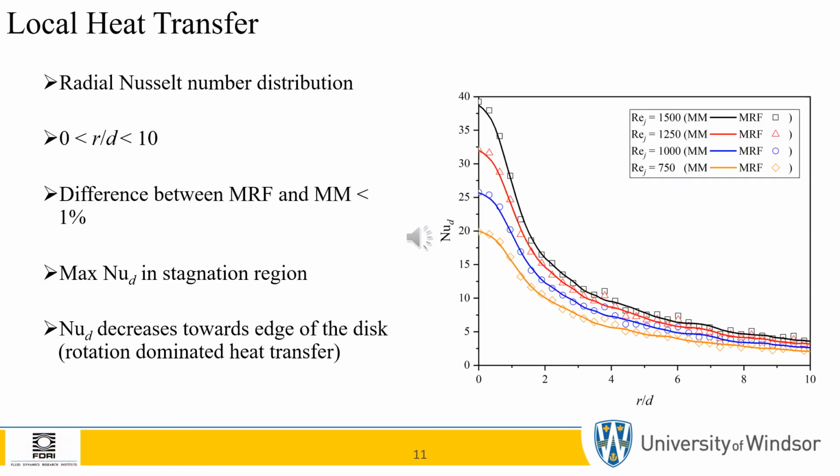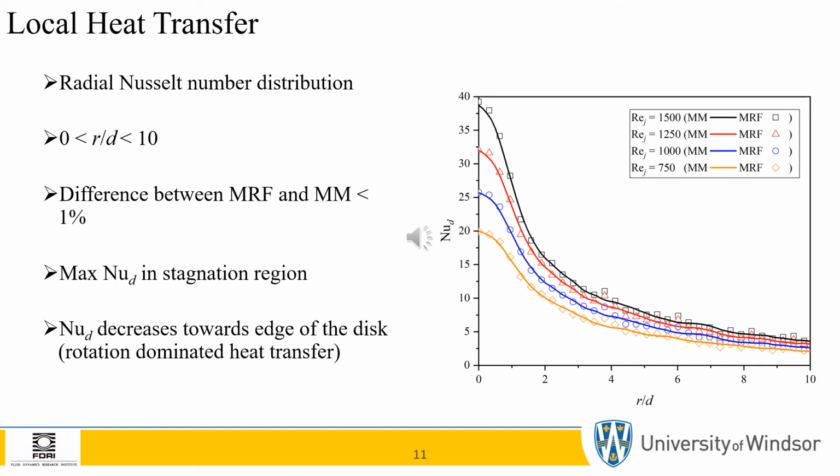the jet Reynolds number. Moving to the local heat transfer characteristics, we can see the Nusselt number with respect to the radial location from the center of the disk at R/D equal to 0 to the edge of the disk at R/D equal to 10. Curves are shown for moving mesh and symbols indicate moving reference frame results. There is less than 1% variation between the MRF and the MM results, which indicates both approaches can be used fairly accurately for axisymmetric jet impingement heat transfer cases when cooling rotating surfaces.